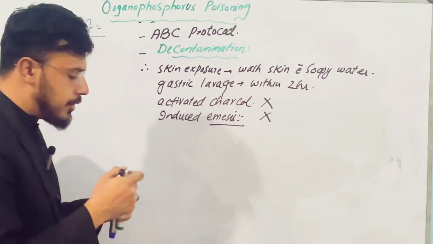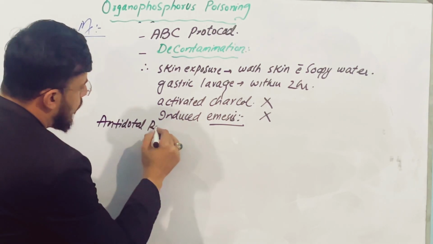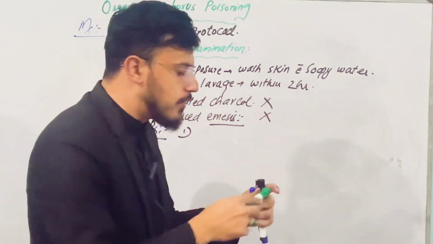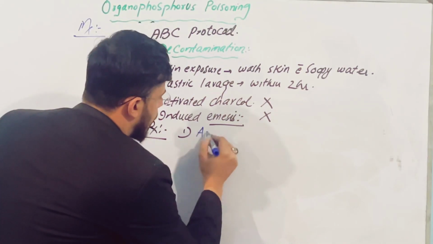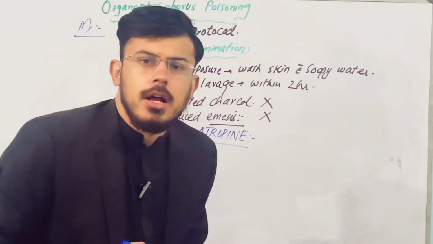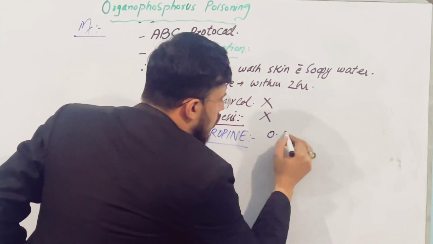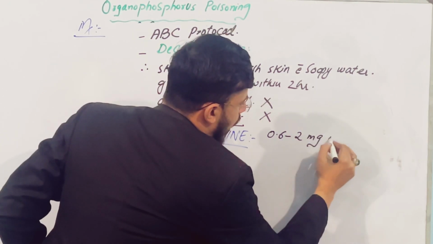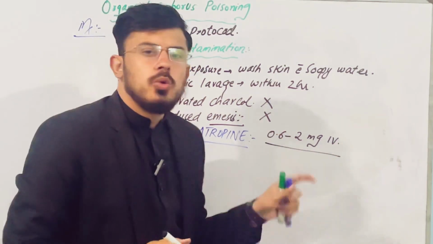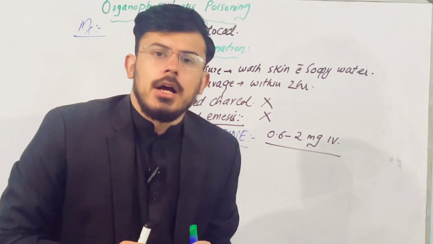So what is the antidotal treatment? In the antidotal treatment, we have different options. The most important and most common antidote for organophosphorus poisoning is atropine. Atropine is the best and first antidote. The dose for atropine is 0.6 to 2 mg IV, given repeatedly every 30 minutes till the atropine target is achieved.